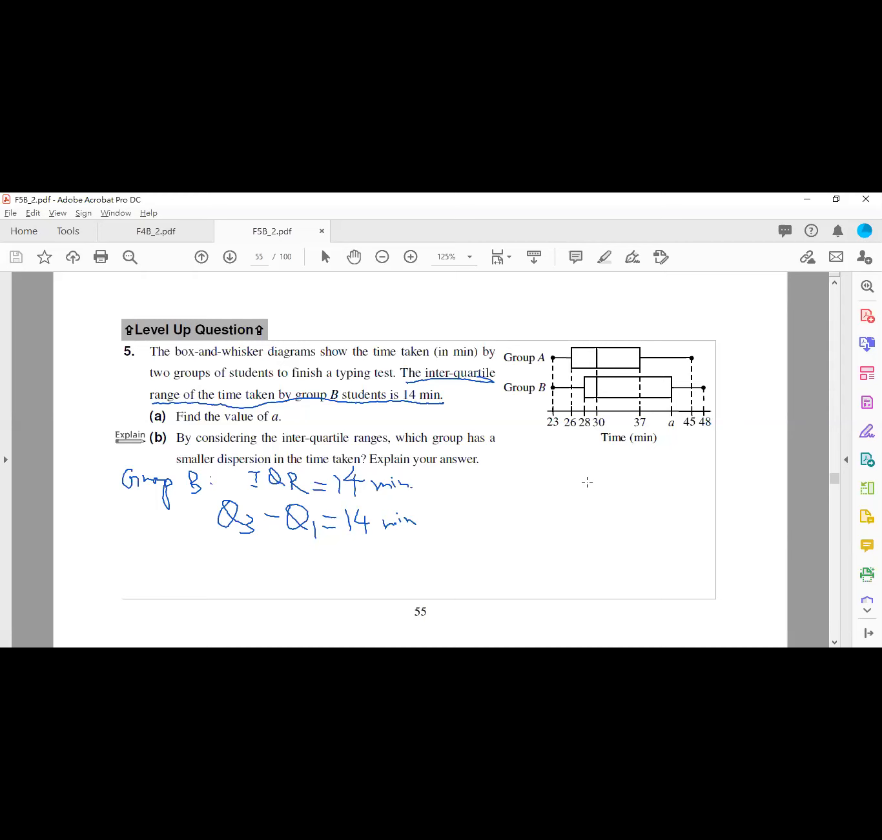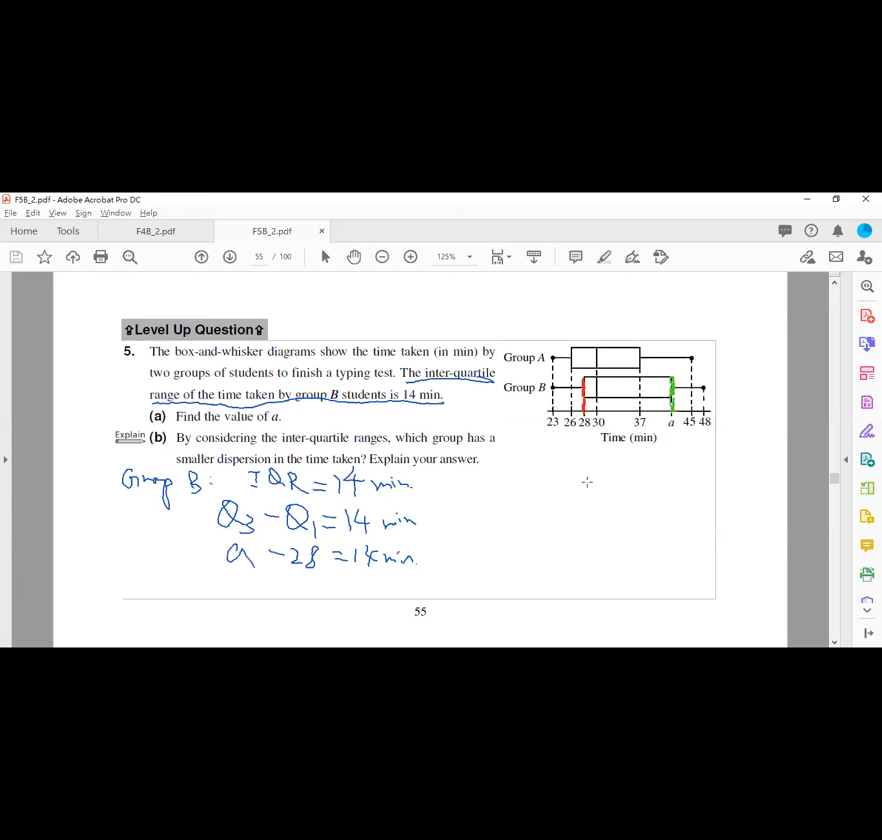Okay, and then we need to search from the diagram what is the Q1 and what is the Q3 of Group B. Group B is the lower box and whisker diagram. Q1 is this position. This is 28. Okay, so Q1 is 28. Okay, but what is Q3? Q3 should be this position, the green position. Should be the unknown A.